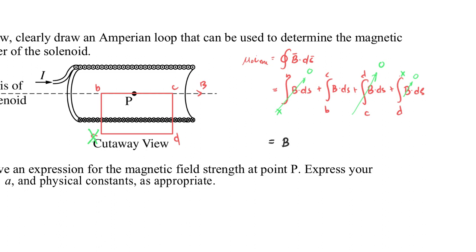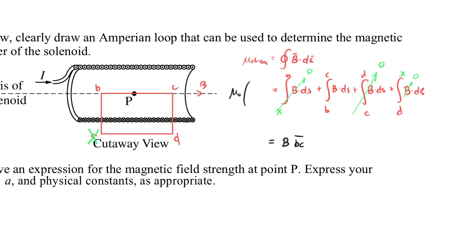If we say B is constant over that, it's just going to be the length of ds. Just assign a variable to indicate the length of ds. Or for me, I'm just going to write BC, the length of that line segment. On the other side, mu naught times I enclosed.